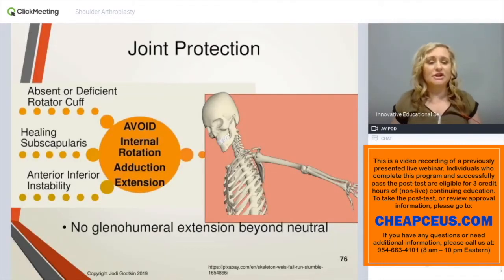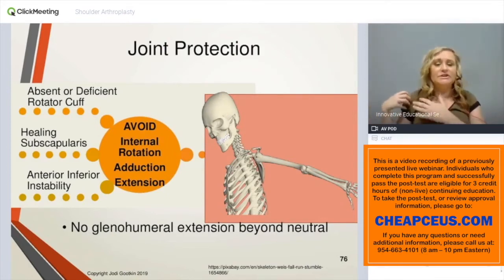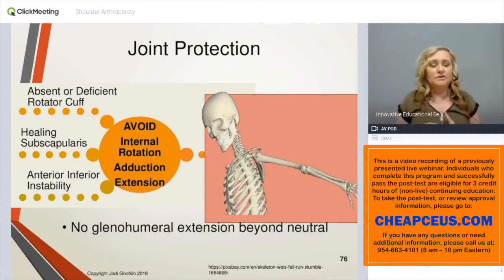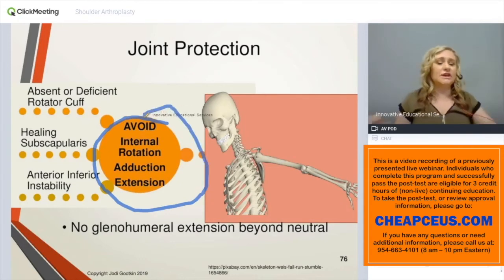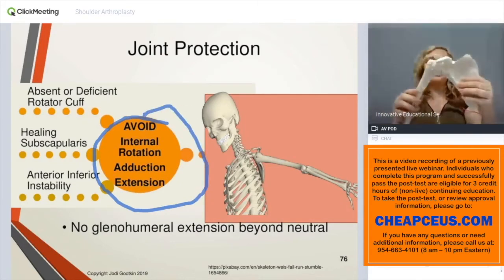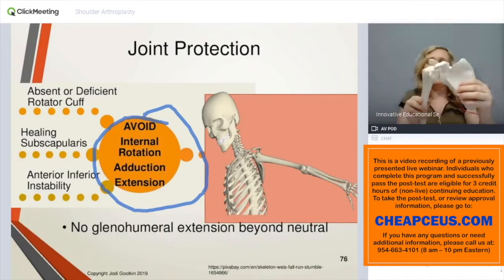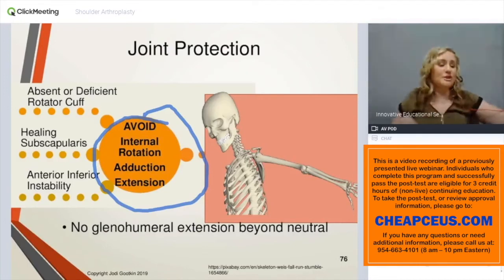When we look at joint protection, our precautions, it's important to not stress that subscapularis region, to just allow all of the structures to heal, particularly if the patient does not have a rotator cuff that's controlling the stability. What we're going to look at avoiding is internal rotation, adduction, and extension. So this combination of internal rotation, adduction, and extension can lead to that anterior subluxation.